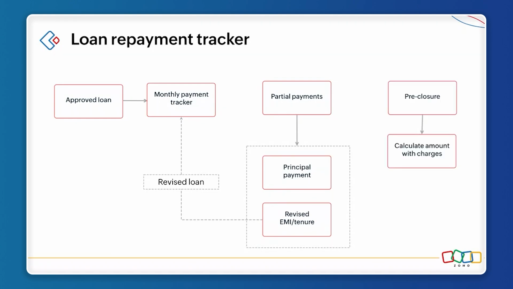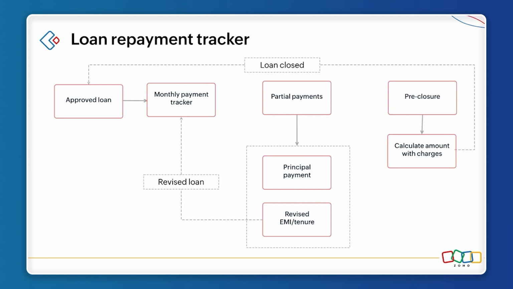Now let's say the client wants to pre-close the complete loan amount after a certain period. For every pre-closure we have certain charges that we collect from the clients. So the principal amount will get added with the pre-closure charges, and the client has to pay the whole amount. Once the client pays the amount, we will completely close the loan application. So this is how we are managing the loan repayments within our application.